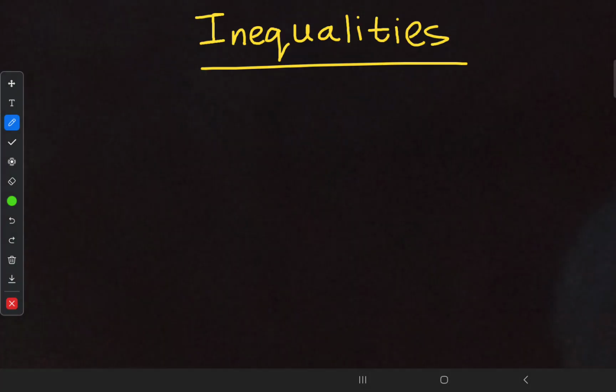In inequalities, in some instances only, the direction, the symbol, will change to its opposite direction. Let's discuss those kinds of examples.